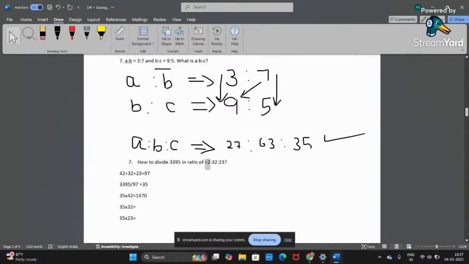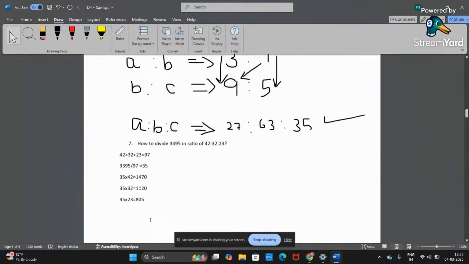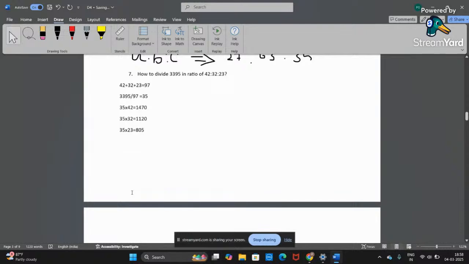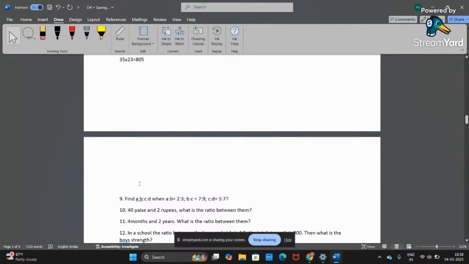For 42 we need to find the ratio, and for 32, and again for 23. So we have to multiply this 35 into 42. We are getting 1470. Again, 35 into 32 will be 1120. Again, 35 into 23 is 805. When you add all these numbers, you will get 3395. To verify the answer, this number should be equal to this. Okay, let's move on to the next one.